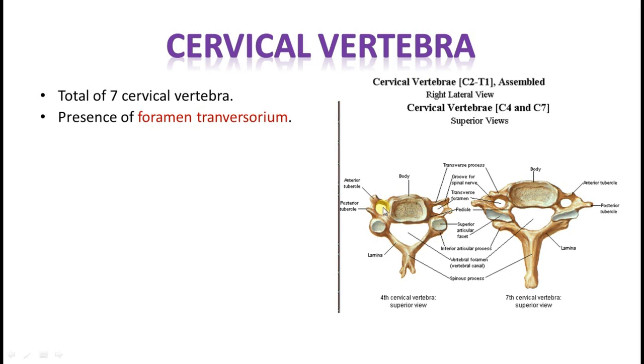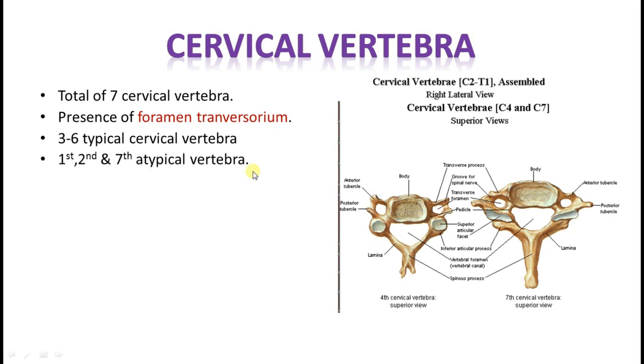So all these 7 cervical vertebrae will have this foramen transversarium, but very rarely it might be absent in the 7th cervical vertebra. So of the 7, the first, second and the 7th are atypical, whereas the 3rd, 4th, 5th and the 6th are actually typical cervical vertebrae. So typical is 3rd to 6th. The first one, second one and 7th one are the atypical vertebrae.